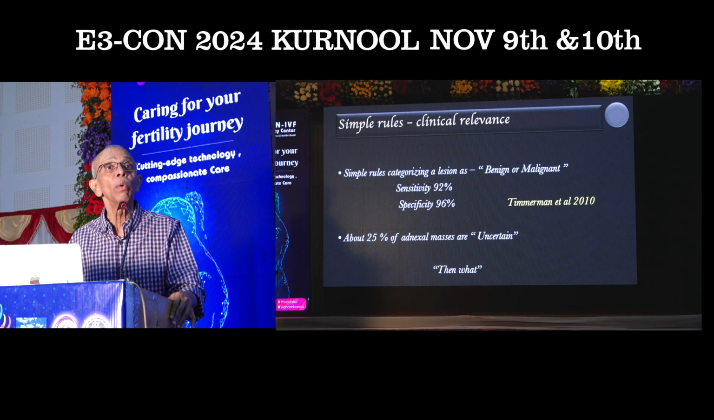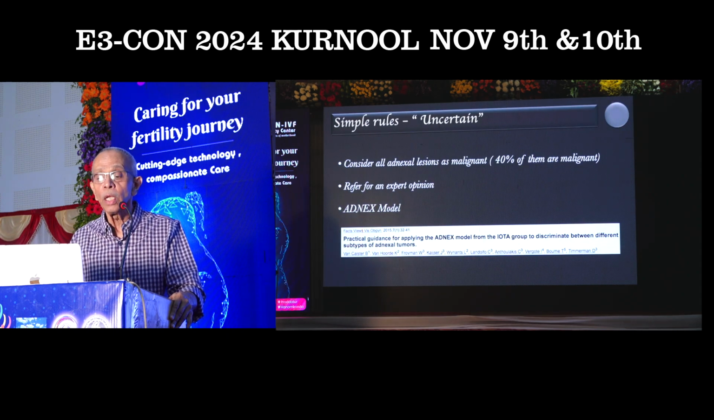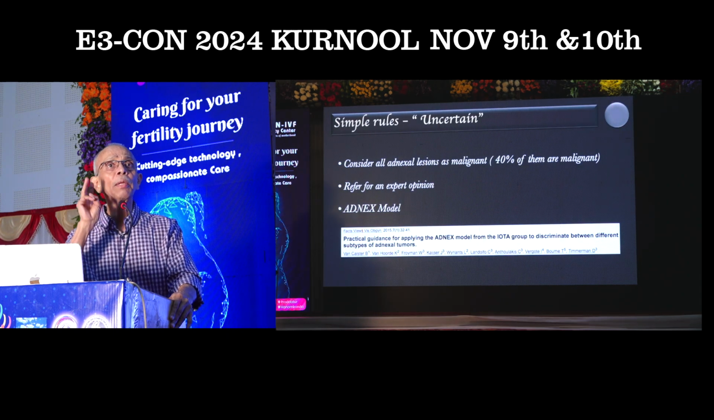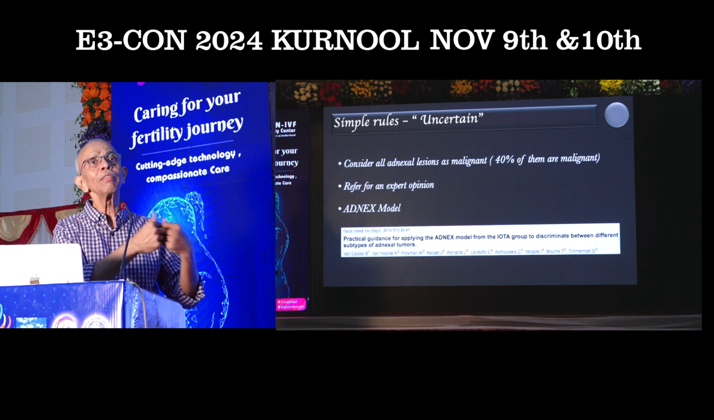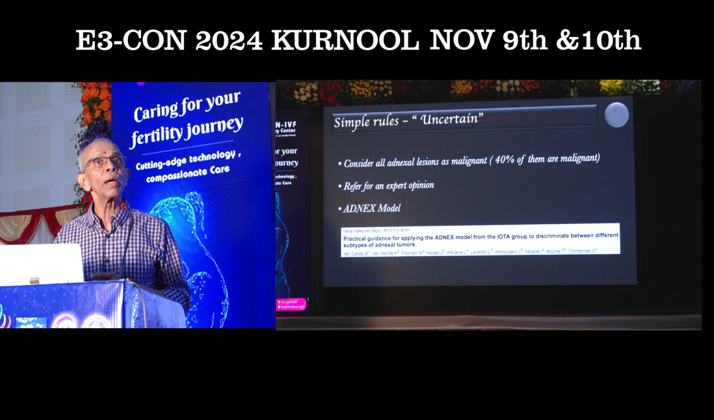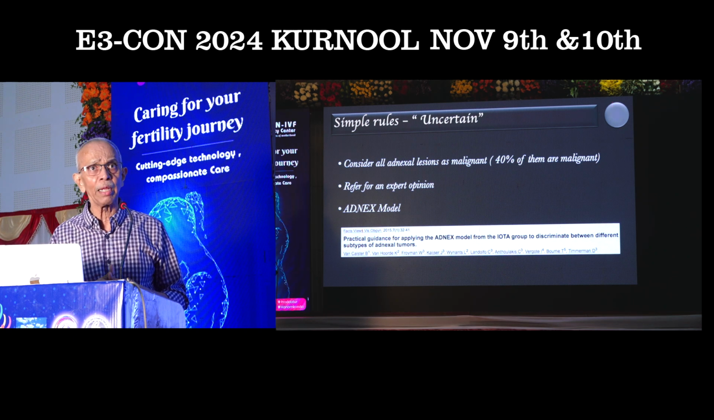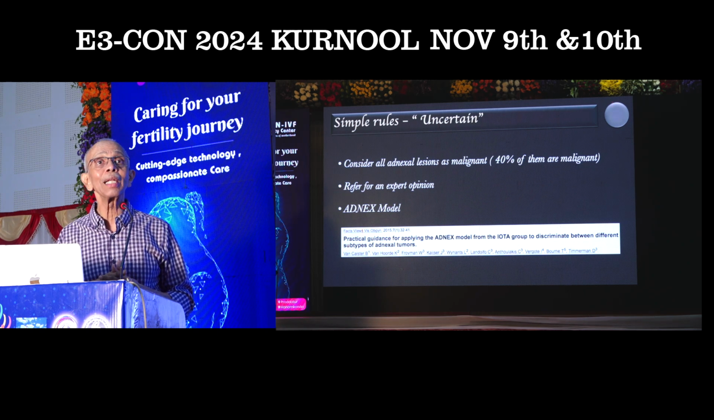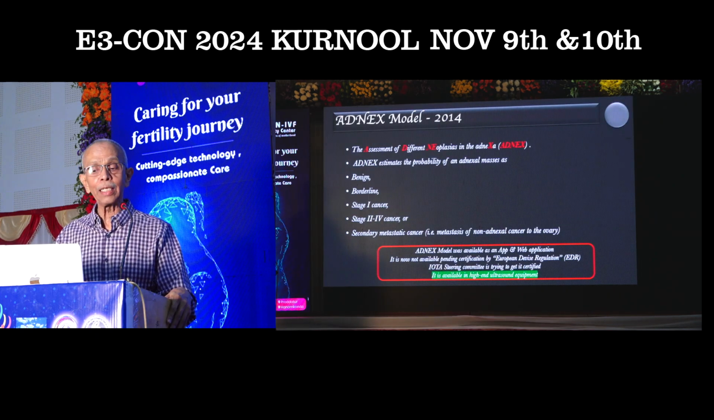And then what are we going to do? In that situation, there are three possibilities, three options which we have. One, you consider all of them as malignant because 40% of them are definitely malignant. Second option is refer to an expert so that he will give you a better diagnosis. Or three, use what is called the ADNEX model. This ADNEX model was published in 2015. I will show you what this ADNEX model is.